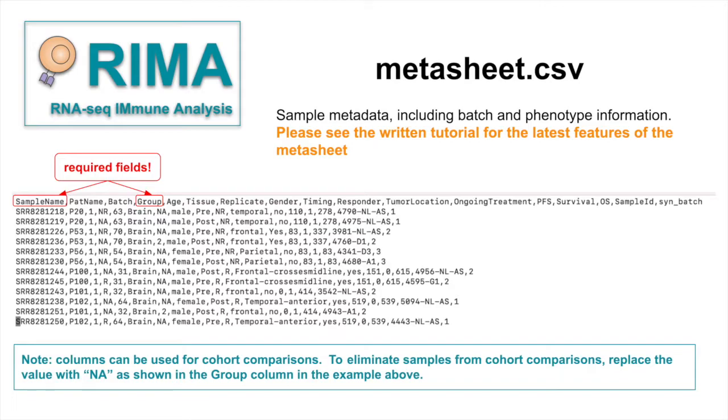Columns, including group, can be used for comparisons made in cohort analyses. As described in the written tutorial, if you do not want a particular sample to be included in the cohort analysis, replace its phenotype value with NA, as shown in the group column in the above example. For example, note that the second sample in the metasheet has NA for group. If we perform differential expression analysis using the group column, sample SRR8281219 for patient P20 will not be included in the analysis.